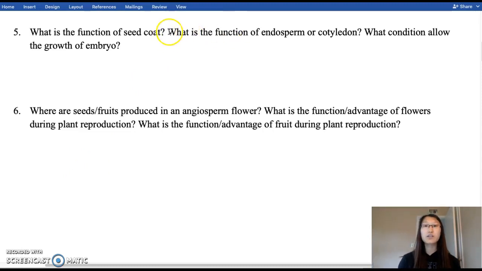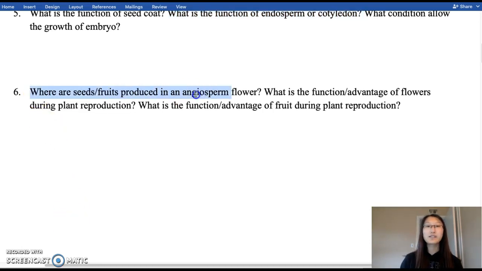What is the function of endosperm or cotyledon? That is the food part of the seed. It's to produce nutrients for the embryos to grow when it needs to. What condition allows the growth of embryos? Well, you need to have good sunlight, water, and nutrients. That's pretty much it.